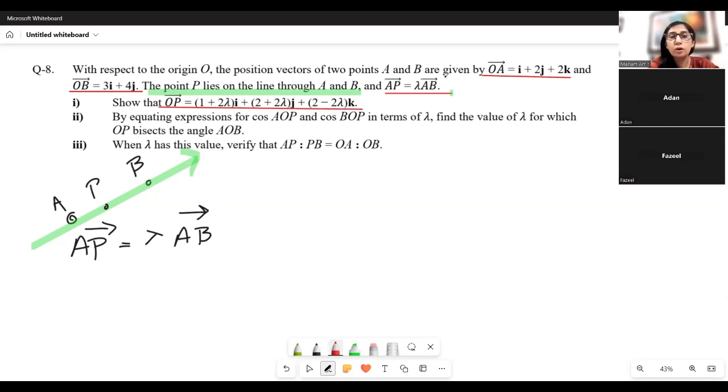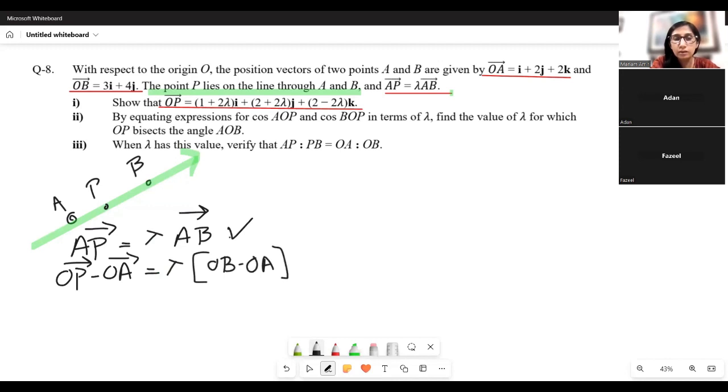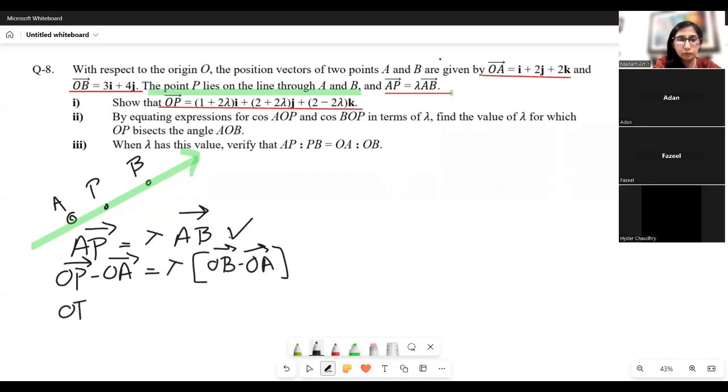Now, how do we show OP? You have to start with this ratio. AP is OP minus OA, and lambda times AB is lambda times OB minus OA. Now let's substitute the values. OP is what we have to find, and I'm going to send OA to the other side.